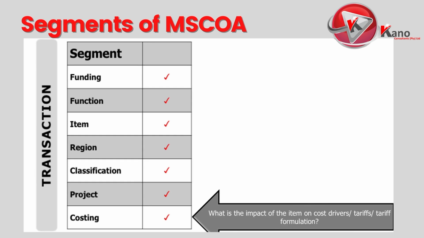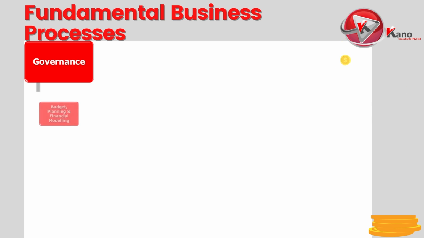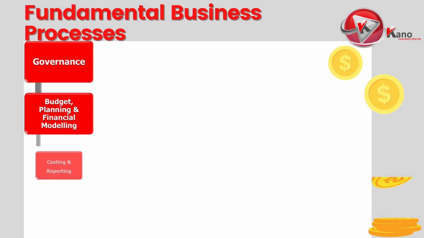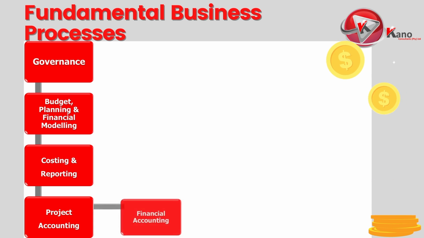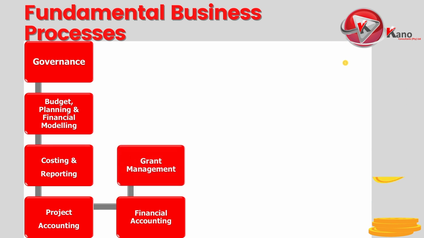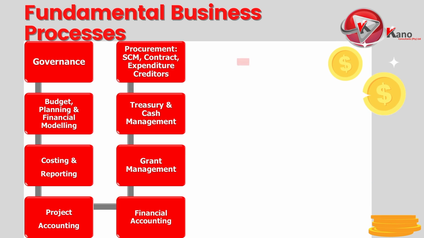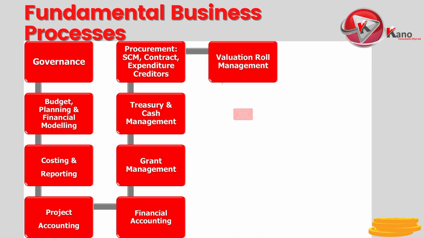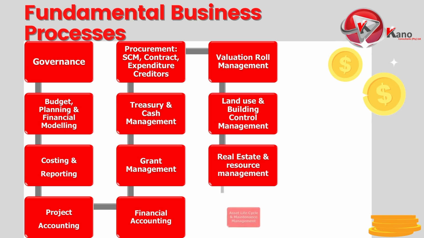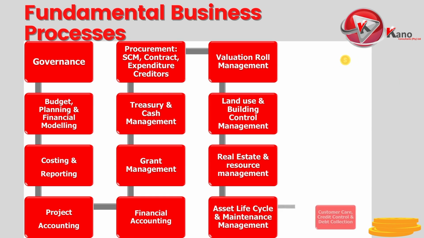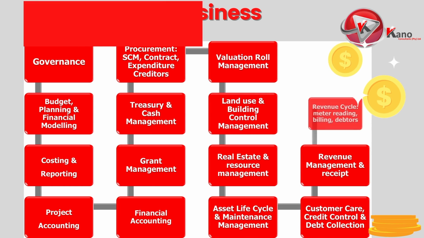tariff formulations. As previously indicated, the mSCOA framework also introduced 15 fundamental business processes which must be complied with. And these are governance, budgeting, planning, and financial modeling, costing, and reporting, project accounting, financial accounting, grant management, treasury, and cash management. Under procurement: supply chain management, contract management, expenditure management, valuation role management, land use and building control management, real estate and resource management, asset life cycle as well as asset maintenance management, customer care, credit control, and debt collection, revenue management and receipt, revenue cycle, including meter reading, billing, and debtors.